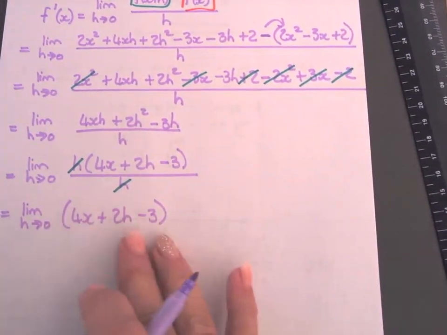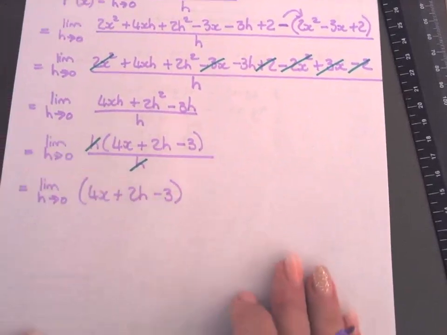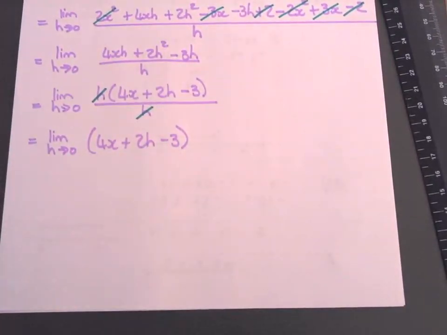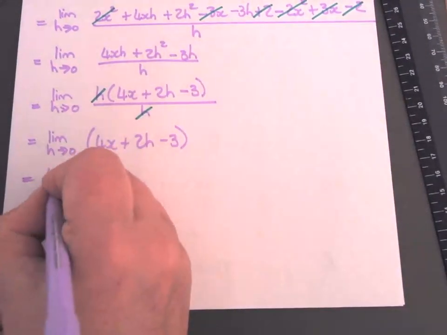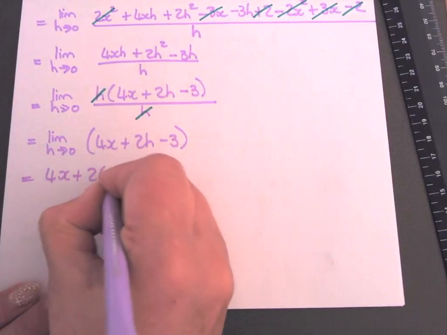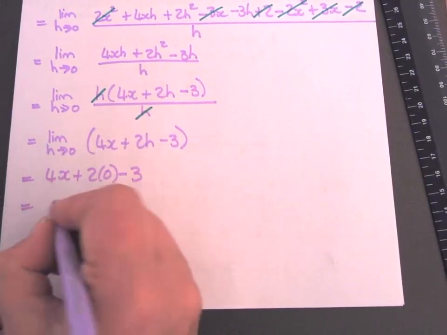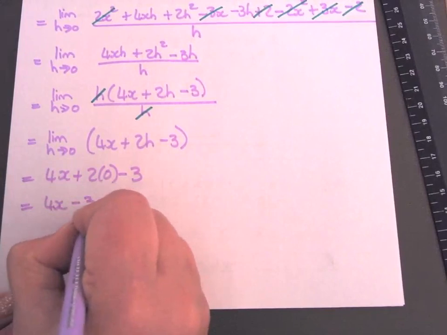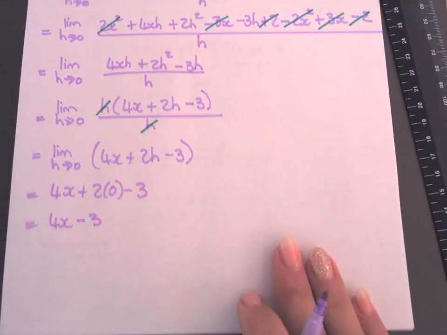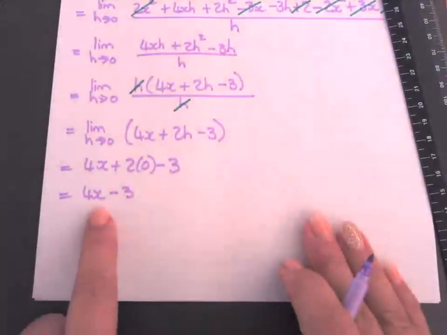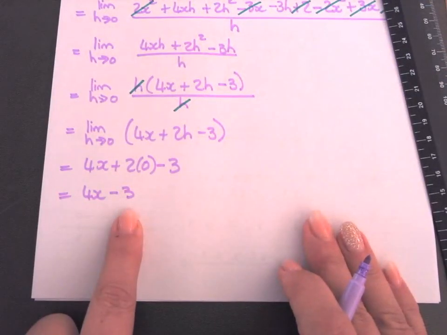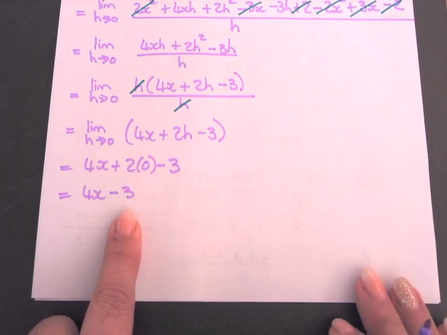Remember, if you have more than one term, it must be in brackets. Can I substitute the h now? Yes. So I lose the notation. 4x plus 2 times 0 minus 3 gives me 4x minus 3. So the gradient of this curve at the specific point will be this. Any questions? Okay.